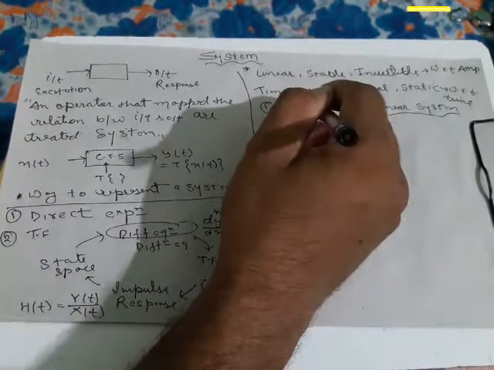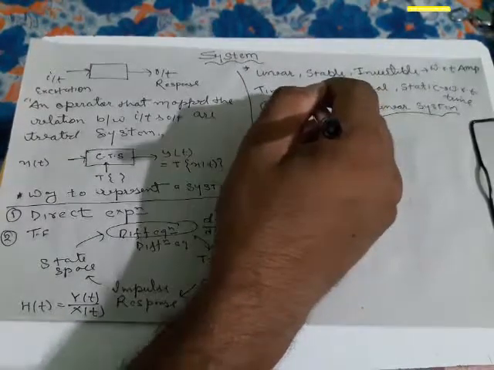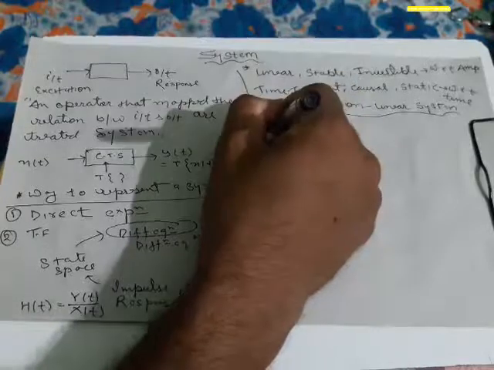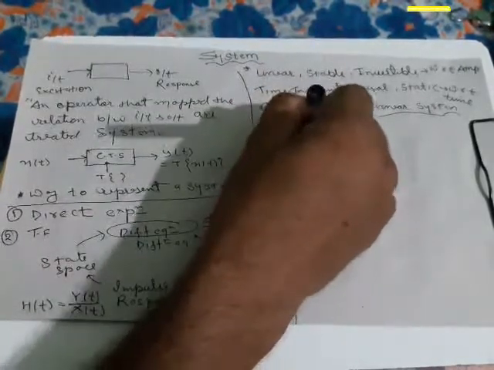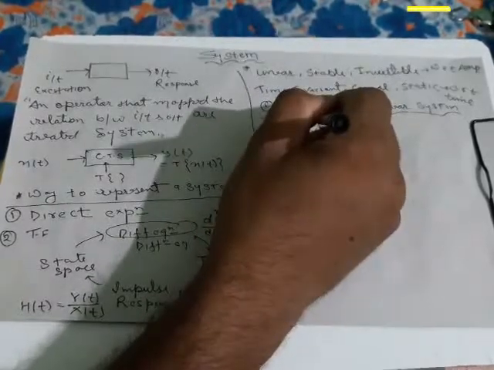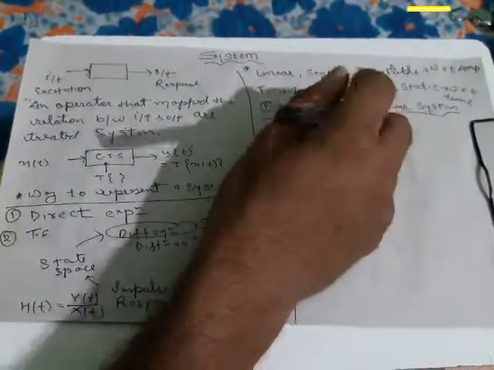Now see, we are just starting linear and nonlinear systems. A system is linear only when it follows the principle of superposition. Superposition means the principle of additivity and scaling. Scaling is nothing but homogeneity, and we'll see one by one.